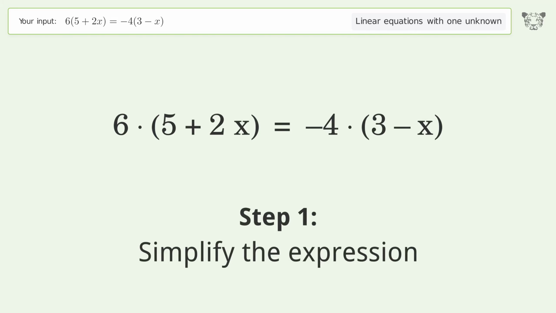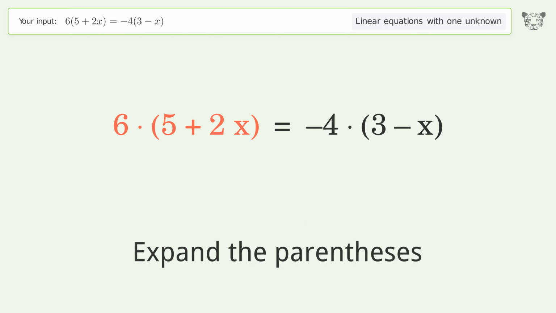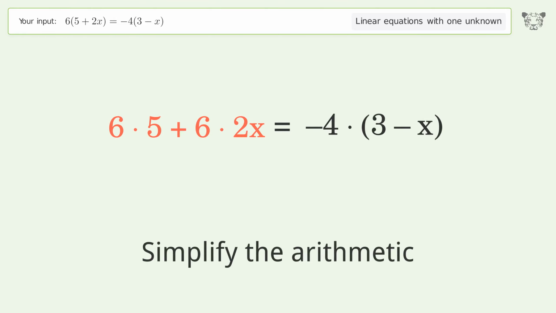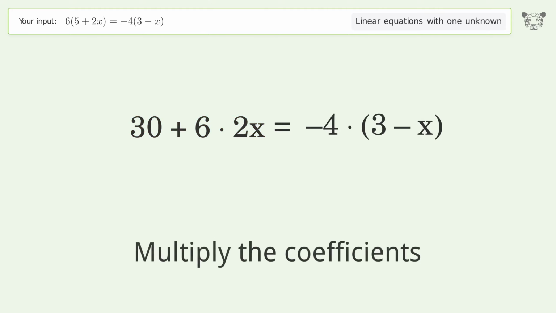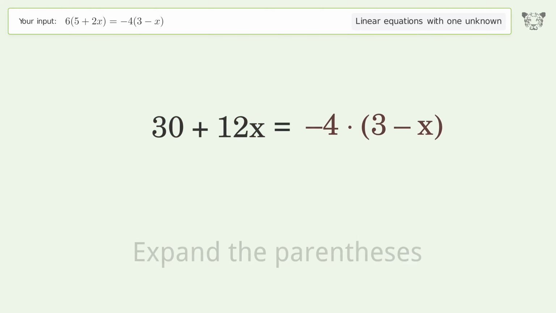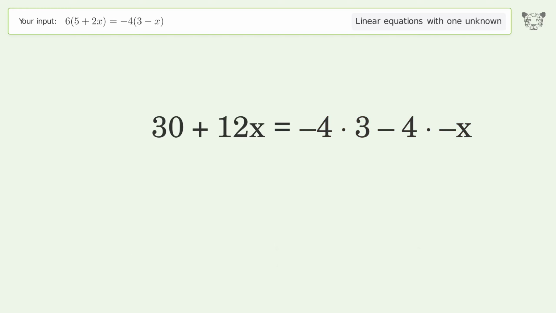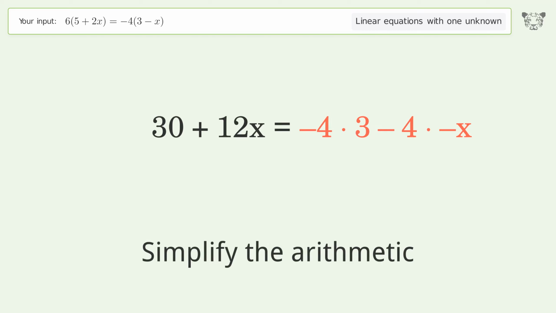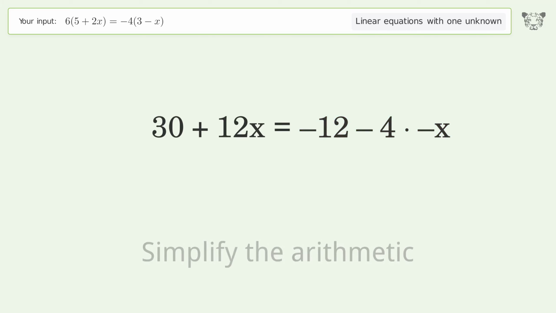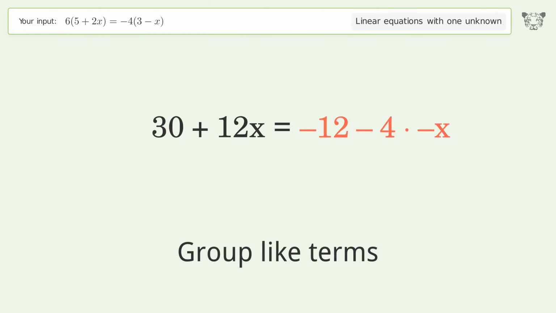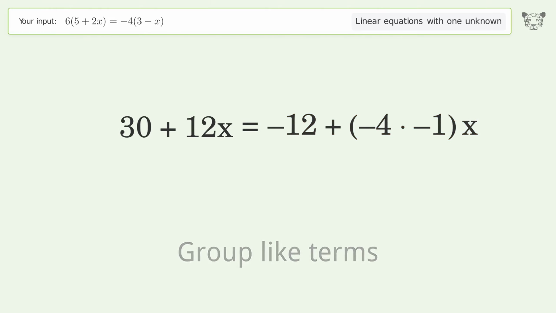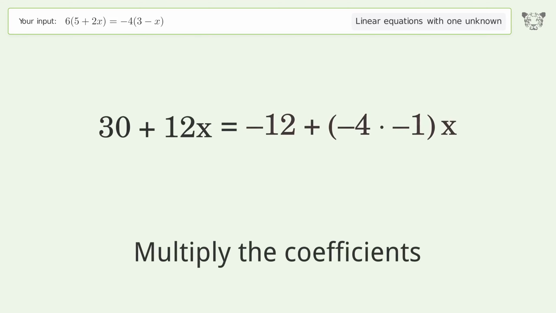Simplify the expression. Expand the parentheses. Simplify the arithmetic. Multiply the coefficients. Expand the parentheses. Simplify the arithmetic. Group like terms. Multiply the coefficients.